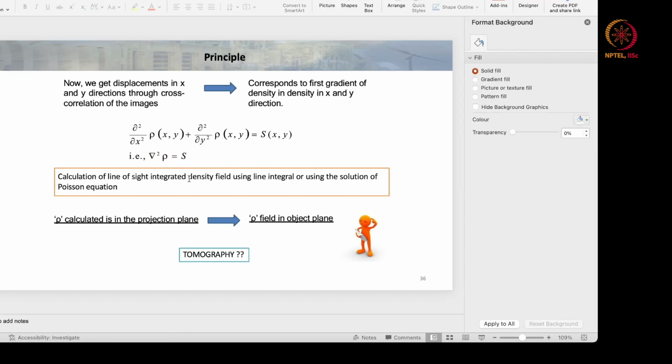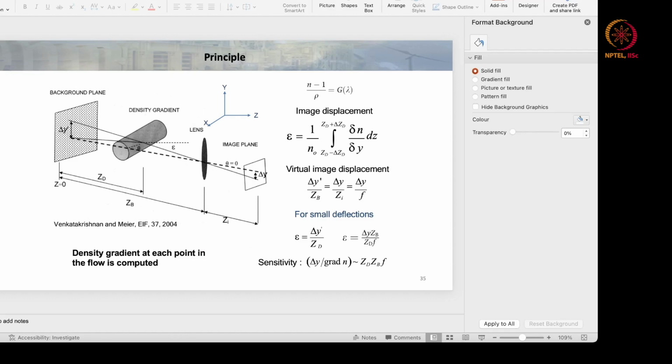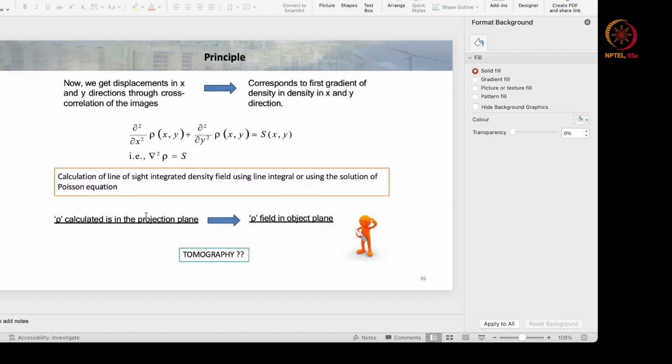So for the calculation of the line of sight integrated density field, there are two ways by which you can calculate. One is basically the line of sight integrated density field using the line integral, which we just covered. The other is using the solution of the Poisson's equation, where you solve for the density field. Once you solve the density field, rho is calculated in the projection plane, and that leads to the density field in the object plane. All right, so this is a relatively easier way to calculate.